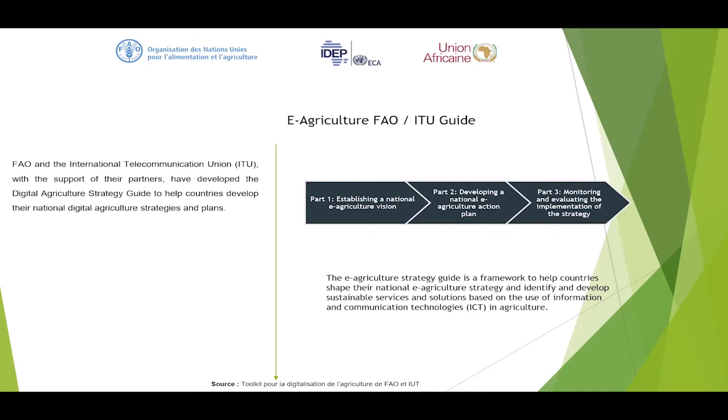So the strategy is a guide, a framework to help countries shape their national agriculture strategies. So the assumption is a lot of these countries already have e-agriculture strategies. And so this one that is developed by FAO and ITU is just to build onto what already exists. And this is to help them identify and develop sustainable services and solutions based on the use of information and communication technologies in agriculture. So I hope as you go on with this course, you'll try and check within your own countries if you have national e-agriculture strategies. Only then will this strategy that was developed by FAO and ITU in partnership with other partners make sense.